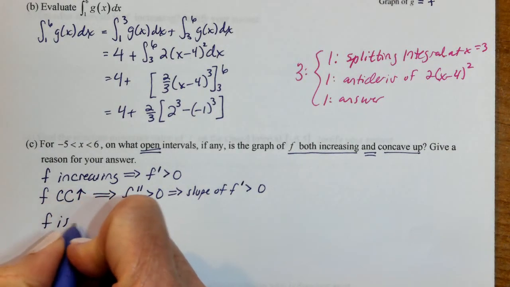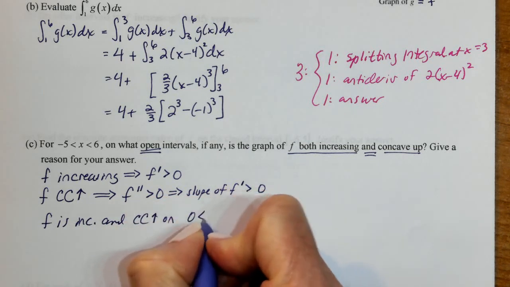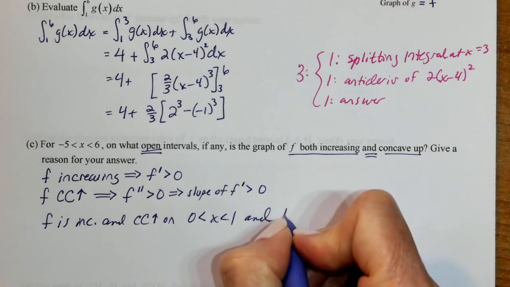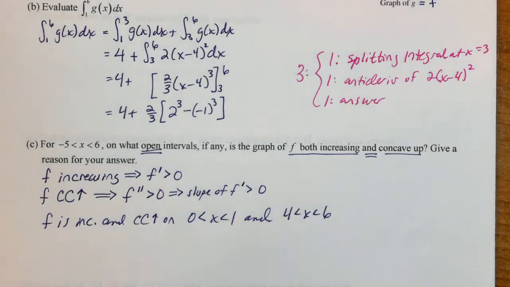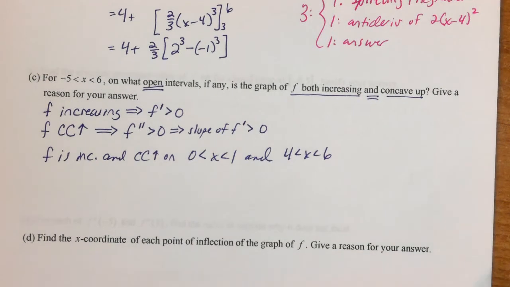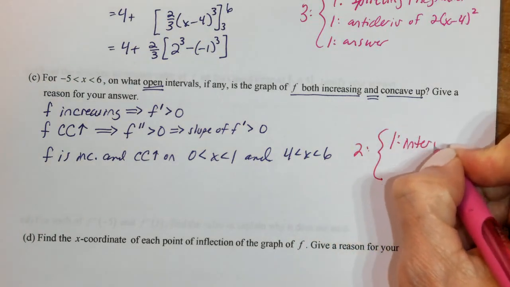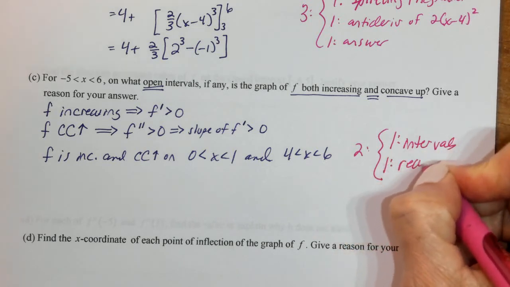So f is increasing and concave up on 0 to 1 and 4 to 6. Okay? On the AP exam, you will write out these words. Avoid giving our cutesy little abbreviations, right? Take the 2 seconds to write out those words, just in case. All right? That section was worth 2 points. 1 point for the intervals, 1 point for the reason.